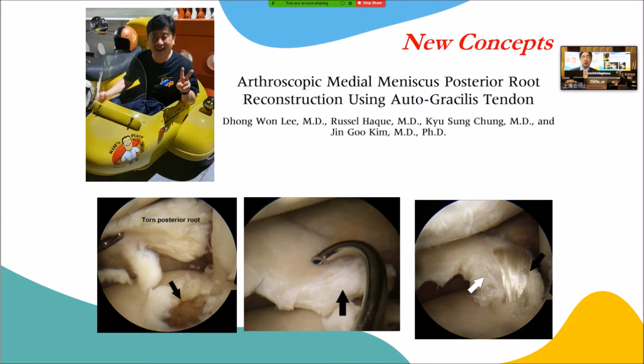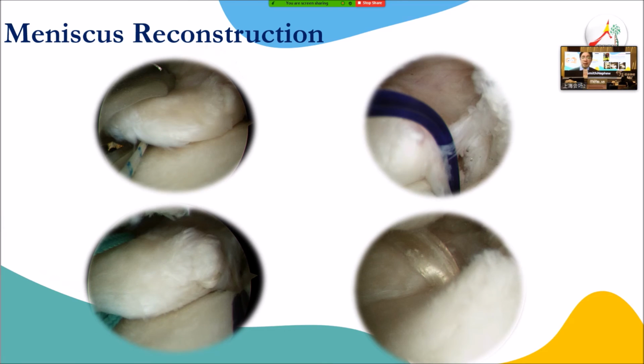So there's a new idea from Dr. Jinggu Kim from Korea. He proposed the meniscus reconstruction. Okay, I think this is a good idea because sometimes the gap is too big. You cannot reduce the meniscus back. So we use a graft tendon to pass from the meniscus into the bone. This acts like a soft tissue link. So if you still have a big gap, it's not a problem because you have a soft tissue link between the meniscus and the bone, right? This is the meniscus root reconstruction.